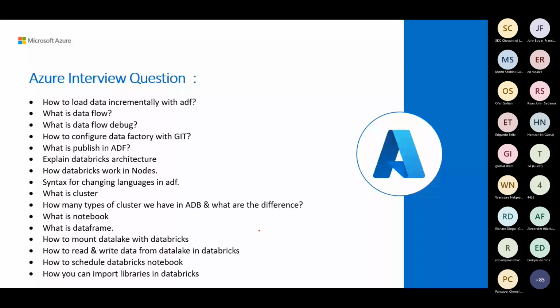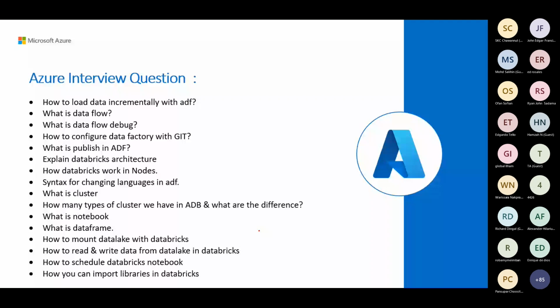Okay, so see, all the questions are revolving around the Azure services that we have already talked about. When you do a deep dive into these services, you are going to see how these questions will arise. Okay, how to schedule your Databricks notebook, how you can import libraries in the Databricks notebook.